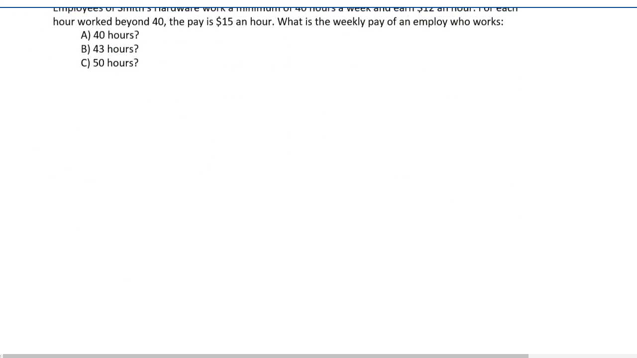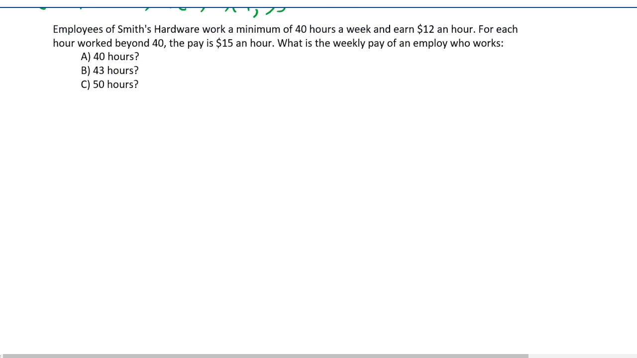Our final thing is we want to look at how we can write an equation and then use that in order to solve. So let's take a look at this example here. It says employees of Smith's Hardware work a minimum of 40 hours a week. So they all work at least 40 hours a week and earn $12 an hour. For each hour worked beyond 40, the pay is $15 an hour. What is the weekly pay of an employee who works 40, 43, and 50? So in a sense, these are our domain values.